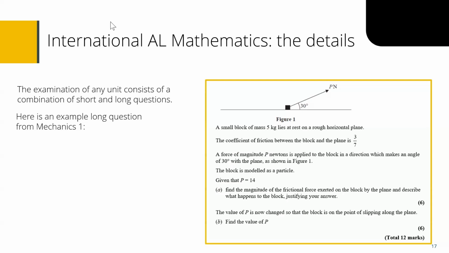So if you look at that, it says find the magnitude of the frictional force exerted on the block by the panel and describe what happens to the block, justifying your answer. So there's an encouragement from the exam question itself for some reasoning there, and that's why it says justifying your answers. They could include a good force diagram, resolve vertically and horizontally, and then use the formulas. And then they could support that with any statements on the side. And that's why there's 6 marks. It's encouraging them to show steps along the way.